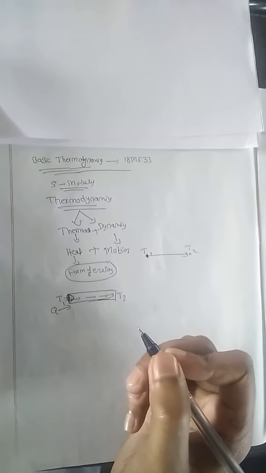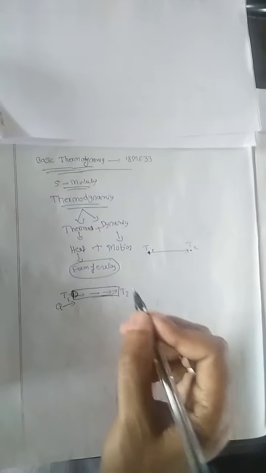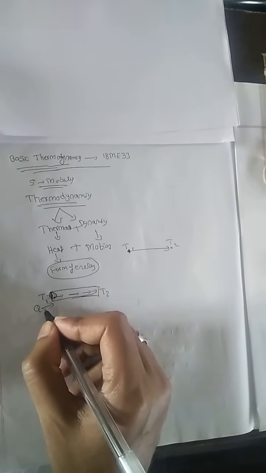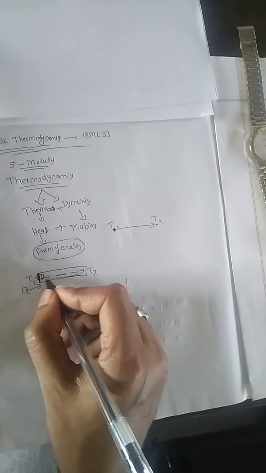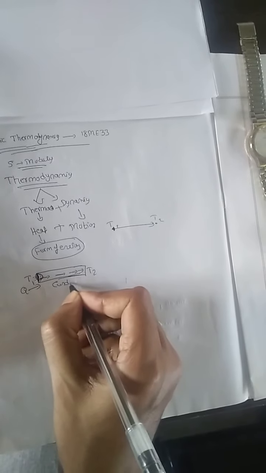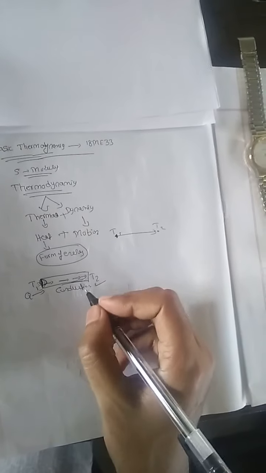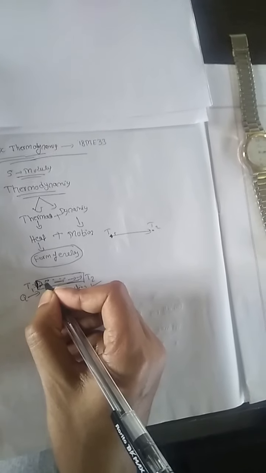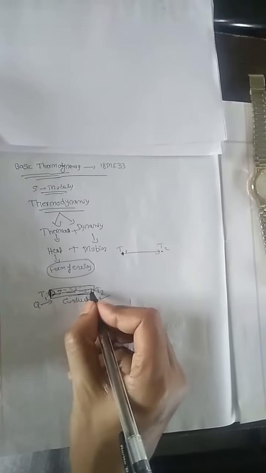Now a question arises: from T1 to T2, does the temperature increase or decrease? Of course, it decreases, because you supply heat to the T1 side. This phenomenon we call conduction. Inside the rod, n number of molecules are there. The first molecule loses energy and the second molecule gains the energy. Again, in a similar way, heat moves from T1 to T2.